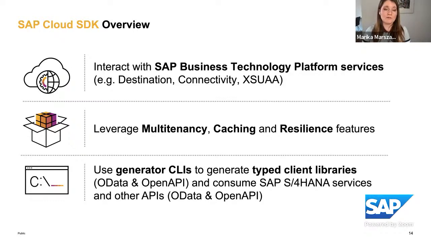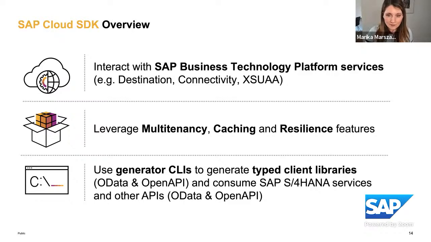One more thing is generator CLIs. We have CLIs to generate typed clients, and with those typed clients, you can consume services of S/4HANA, SuccessFactors, or Ariba, whatever you need. Also custom services, so services from systems that are not from SAP but are based on OData or OpenAPI and are connectable through the destination service. You can consume all that with the typed client library. Rather than explaining it more with text, I would show that, because then it becomes clearer what a typed client library actually is and how you can use it.